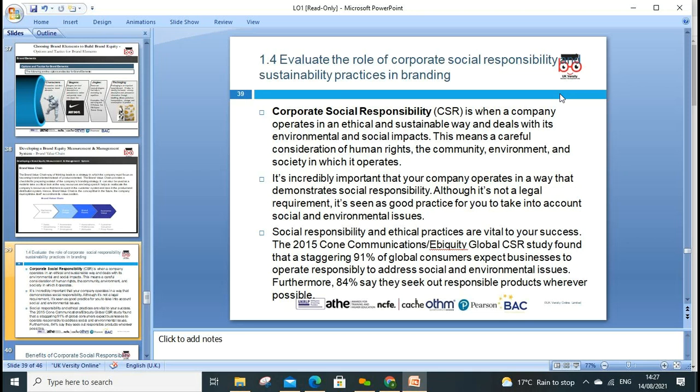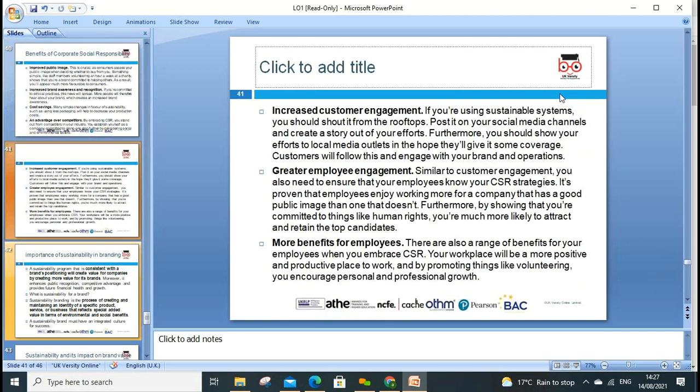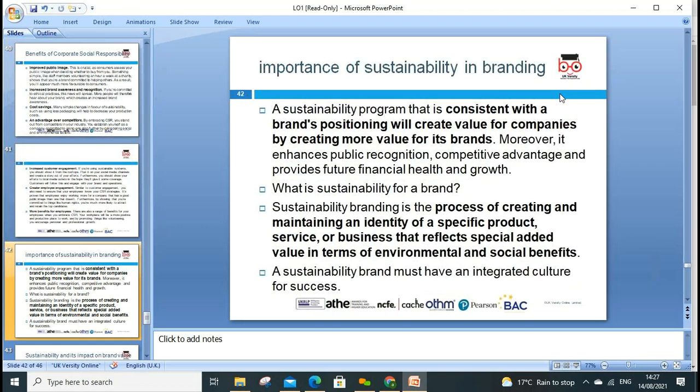So corporate responsibility always includes social accounting, as a couple of you have heard, local jobs for local people, and the welfare of children and animals, and all of that can impact the brand. The benefits of corporate social responsibility are improved public image, increased brand awareness, cost saving, and advantages over competitors. It also increases customer engagement, greater employee engagement, and more benefit to employees.